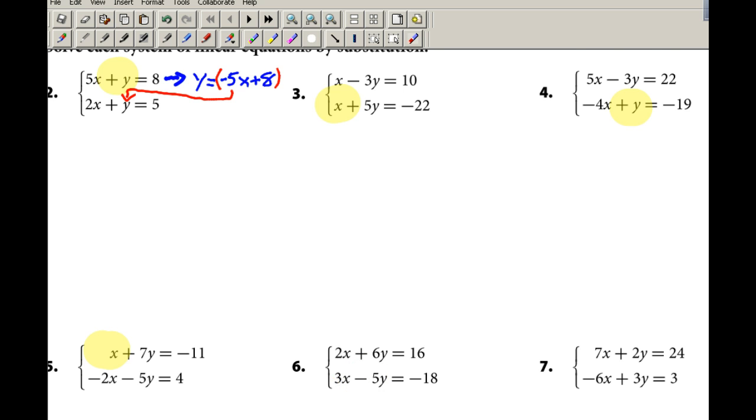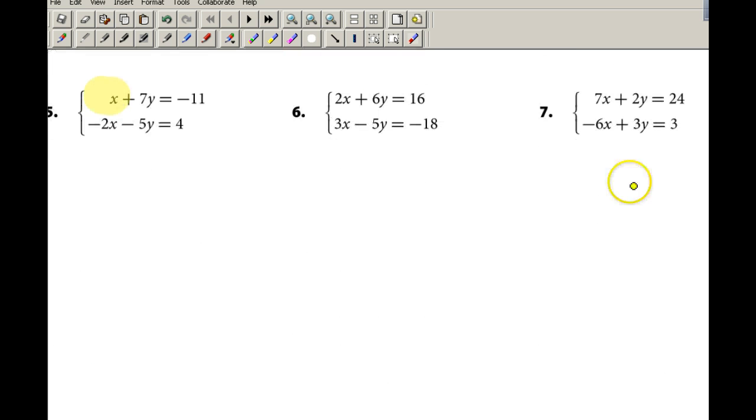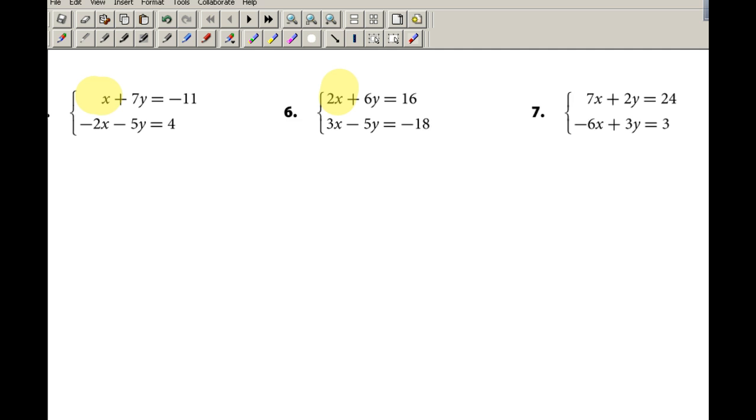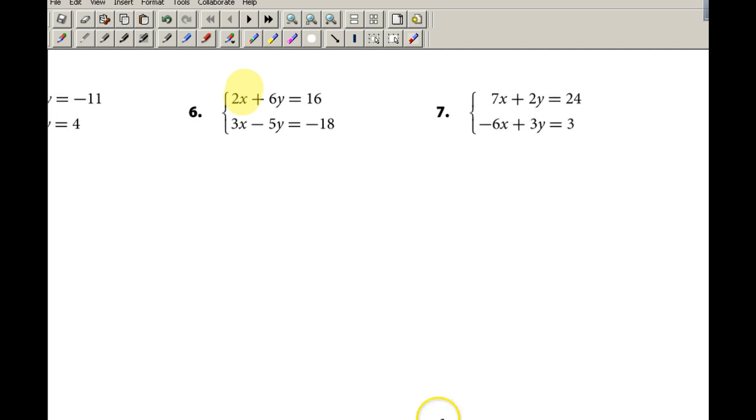And number 6, you might recognize that. We just did that. And we said, well, 2 goes into 6 and 2 goes into 16, and that's the only equation that does that. 3 doesn't go into 5, 3 doesn't go into 18, so we probably want to solve for x here. Okay? And all the work was on that other page.